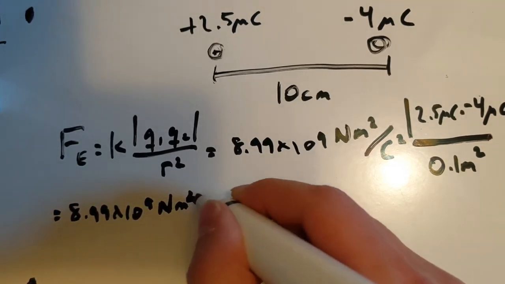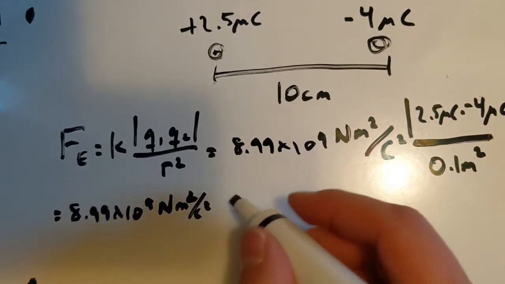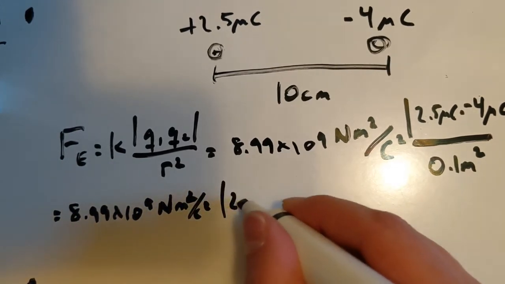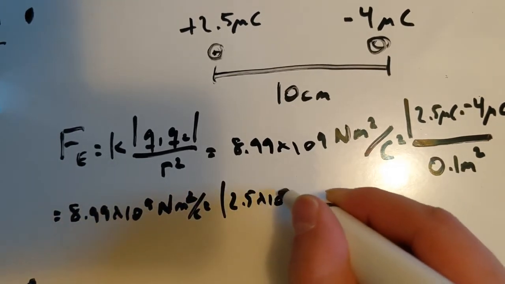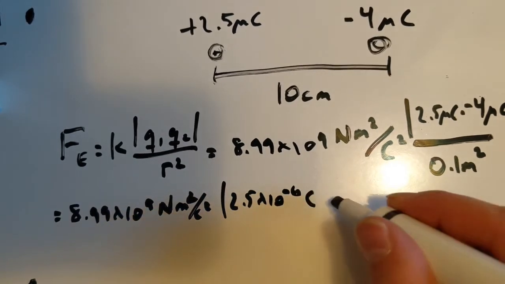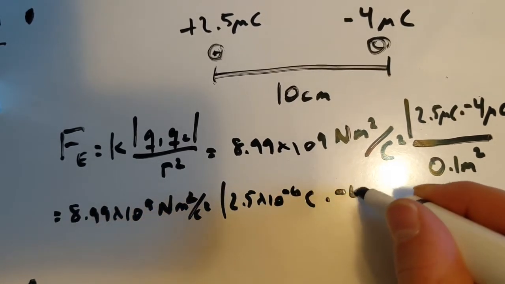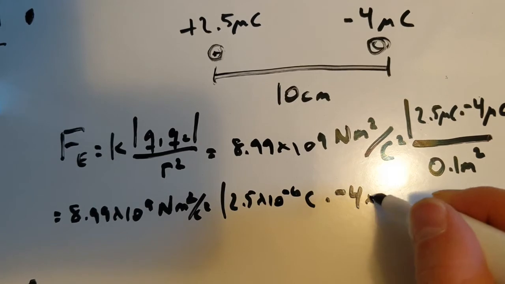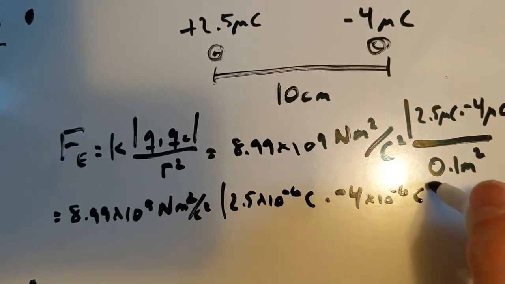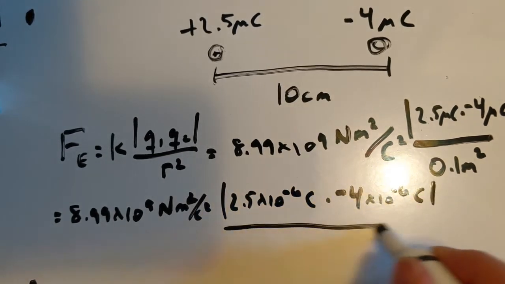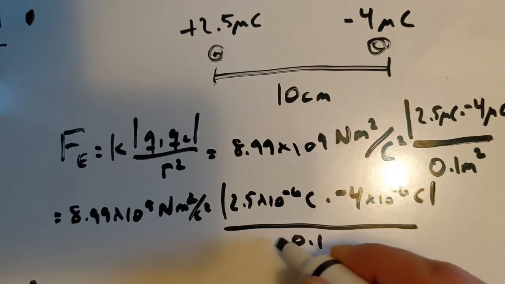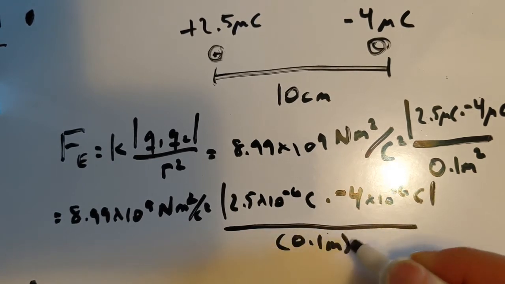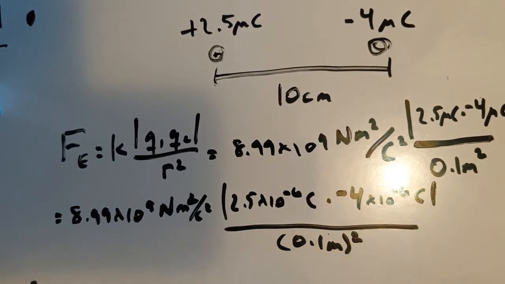newtons meters squared over coulombs squared times 2.5 times 10 to the negative 6 coulombs times negative 4 times 10 to the negative 6 coulombs. That's all going to be over 0.1 meters. We're going to square that value.